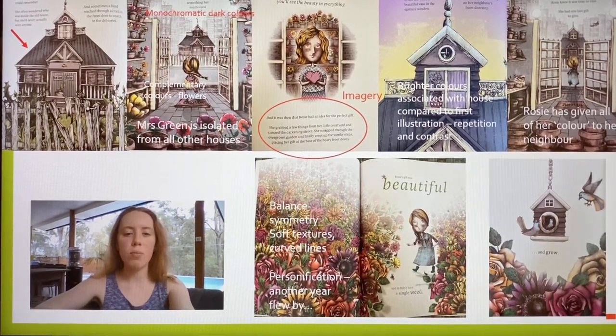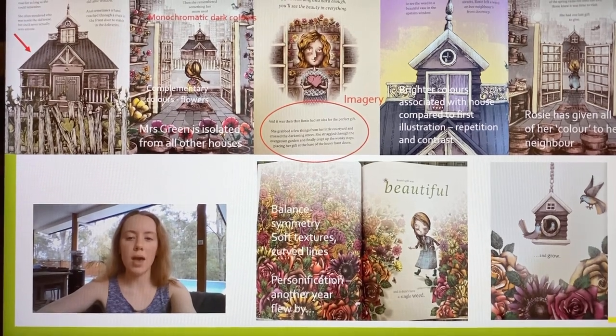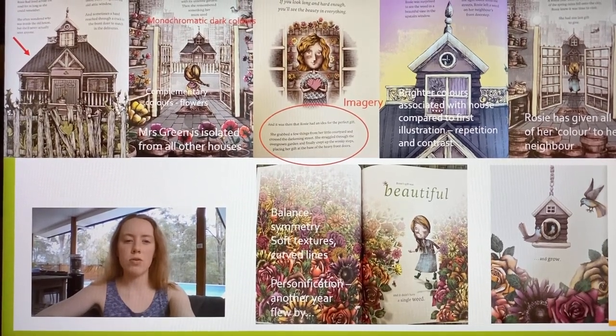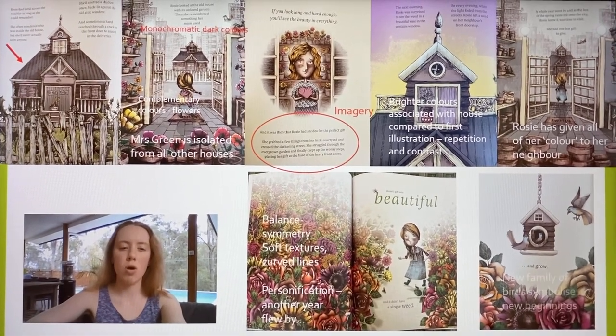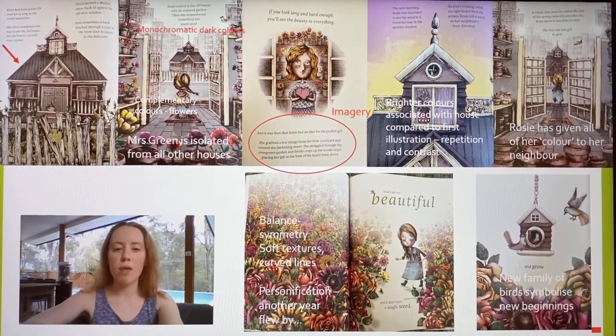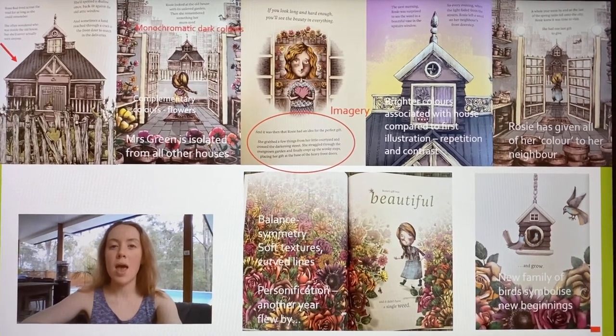As another year flew by and the first sounds of spring filled the air, Rosie's gift continued to grow. Such blossoming flowers and the family of birds featured at the end ultimately symbolizes new life and new beginnings for both Mrs. Green and Rosie.